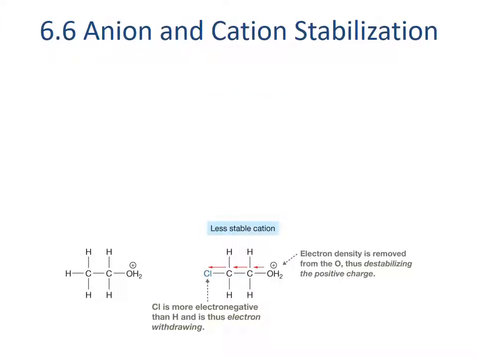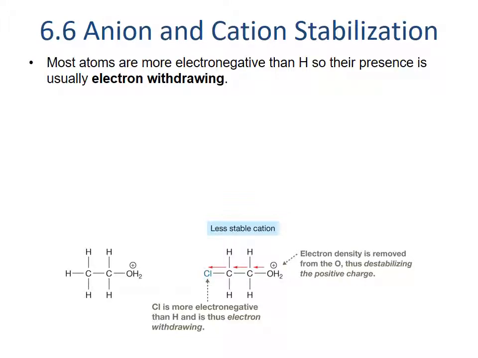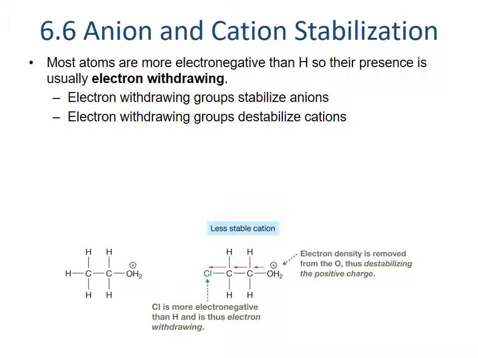The change in pKa's for acids help us to see the effects of electronegative atoms on the stability of anions. But to apply the stabilization of charge in general, we need to generalize for anions and cations. First, most atoms are more electronegative than hydrogen, so we can say that they will generally remove electrons. We say that they are electron withdrawing. Like we saw for acids specifically, electron withdrawing groups will stabilize anions. However, they'll have the opposite effect on cations.